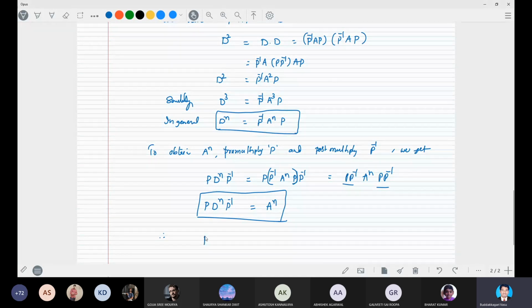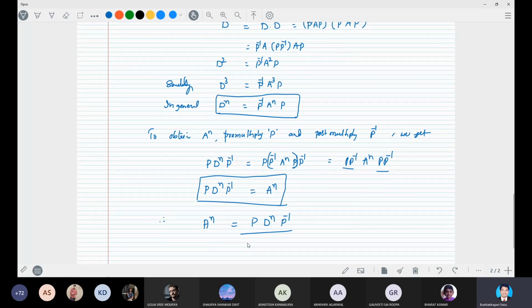Whenever you need to find A^n, any power of the matrix A, it is sufficient to find P D^n P^-1. It is not needed to multiply everything out, because you know P, the modal matrix, D is the diagonal matrix, and P inverse is the inverse of matrix P. So what is the difficulty here? P and P inverse are fine, and D^n is very easy to find, the power of a diagonal matrix.